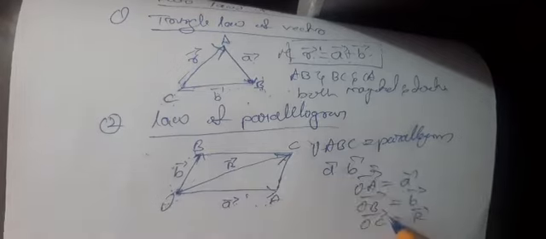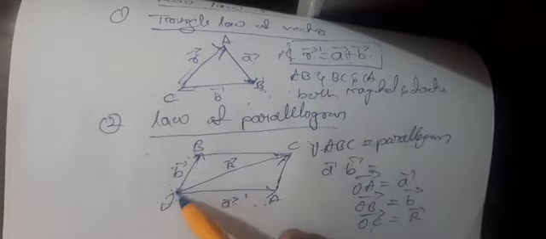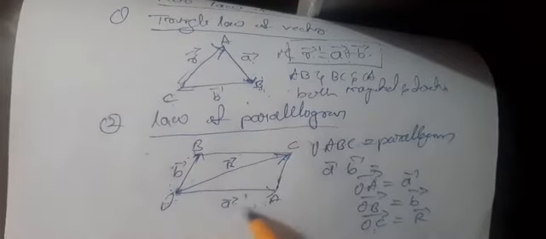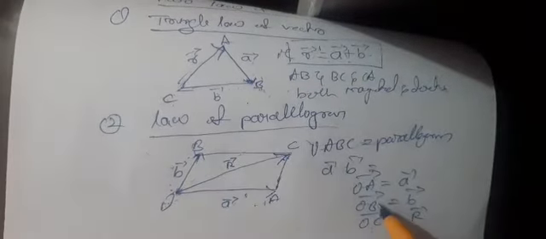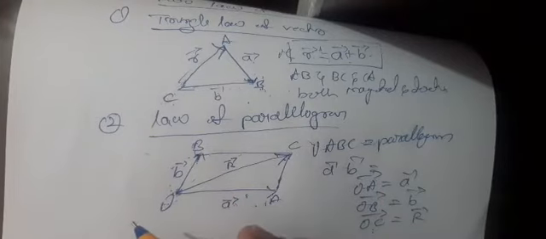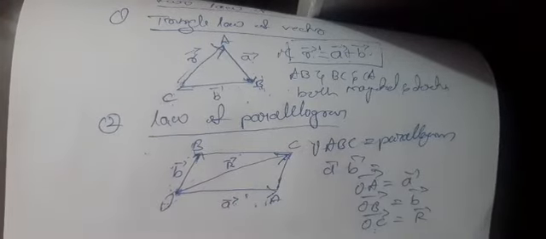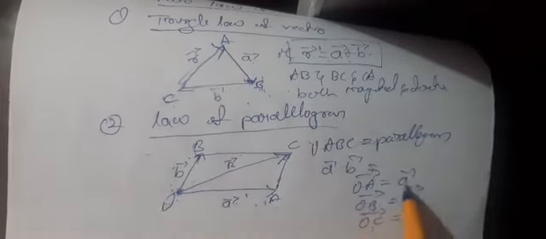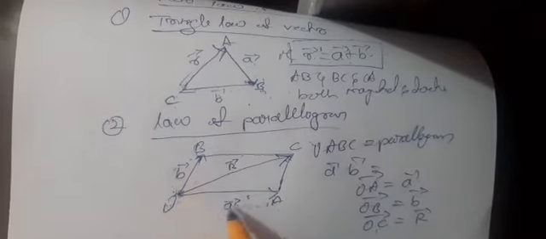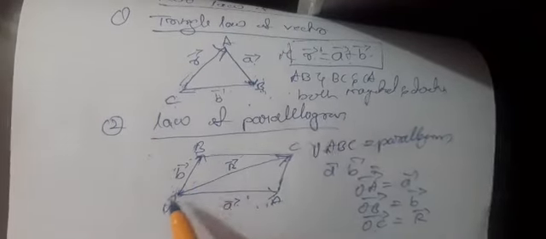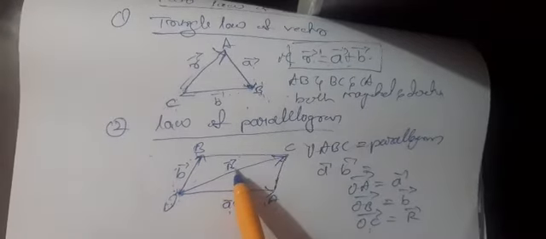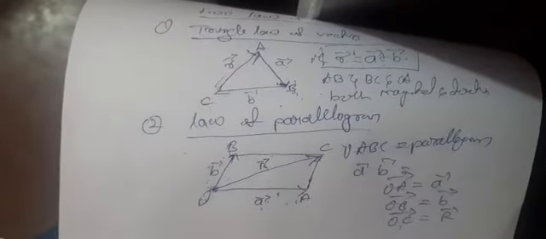The OC line is called the diagonal line, also called the resultant line. OA and OB are called the adjacent sides of a given parallelogram. The OA vector can be written as vector A, the OB vector can be written as vector B, and the OC vector can be written as vector R. This is the explanation of the law of parallelogram.